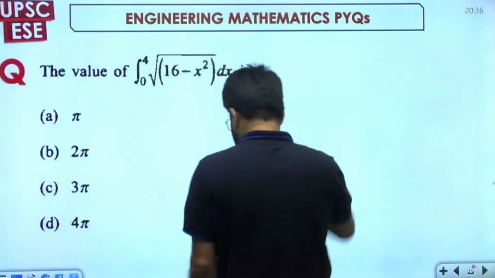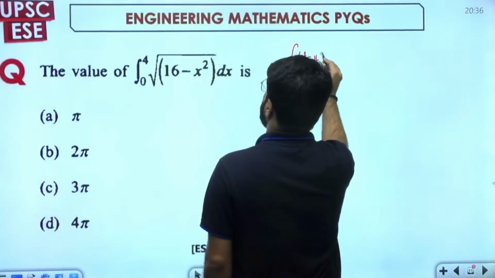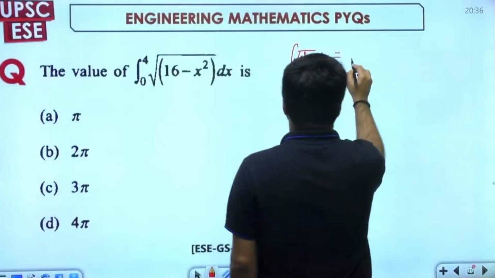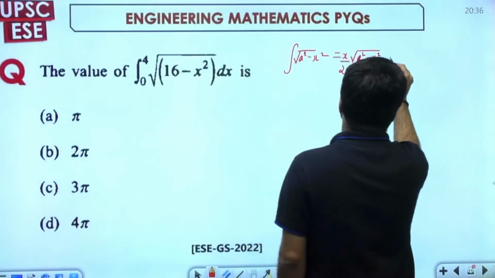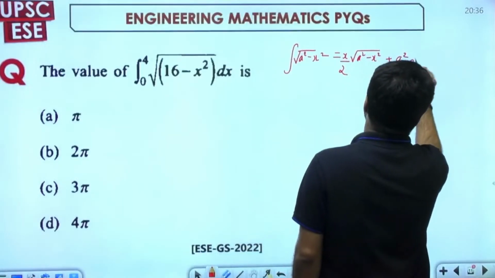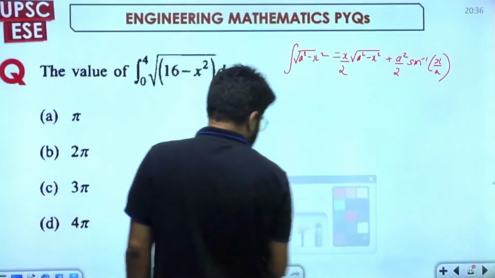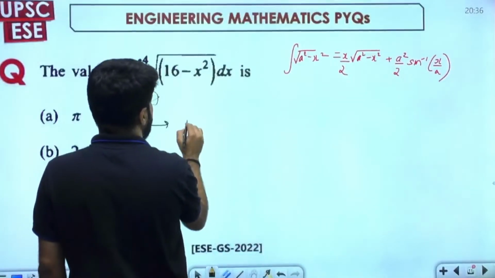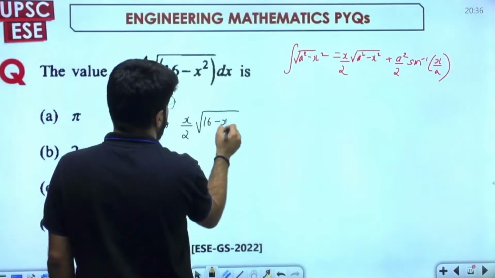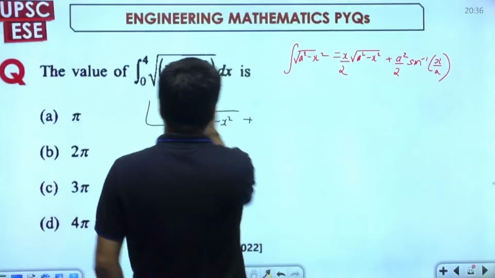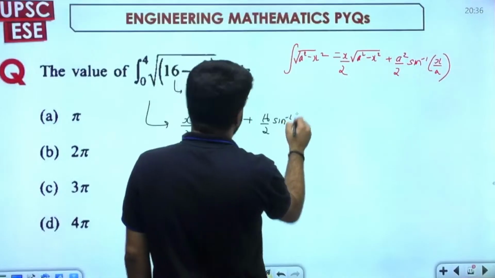This is, again, a direct integral formula. What is the integral of root a square minus x square? It is given by x by 2 root a square minus x square plus a square by 2 sine inverse x by a. So this integral is given by x by 2 under root of a square minus x square, that is 16 minus x square, plus a square by 2. So this factor is a square. A square by 2 means 16 by 2 sine inverse x by a.